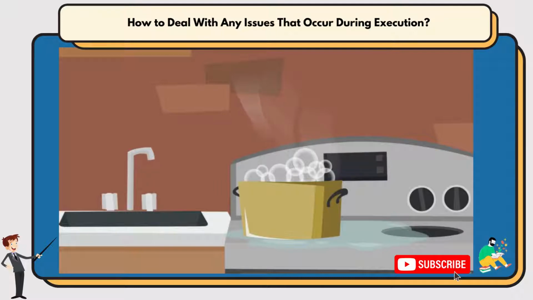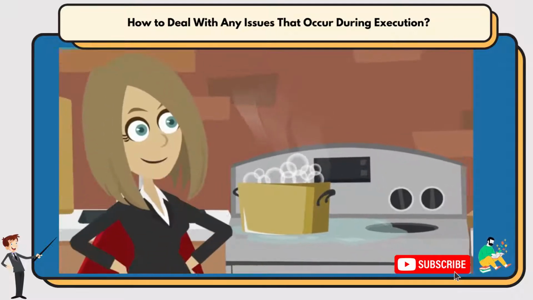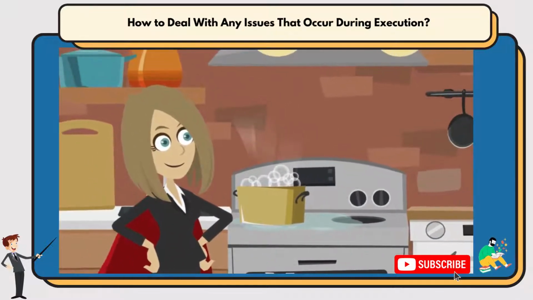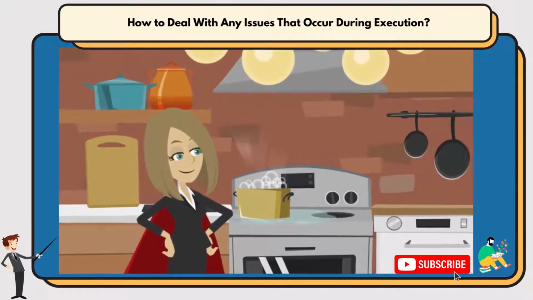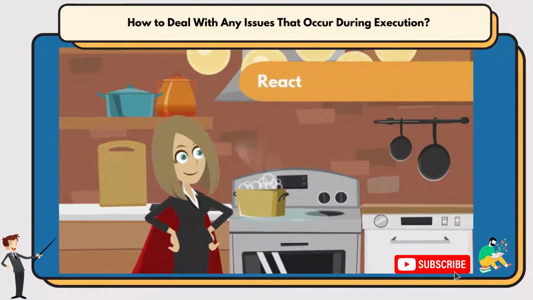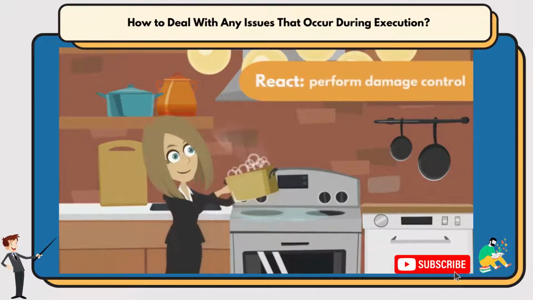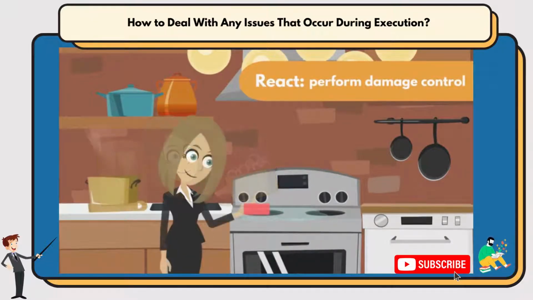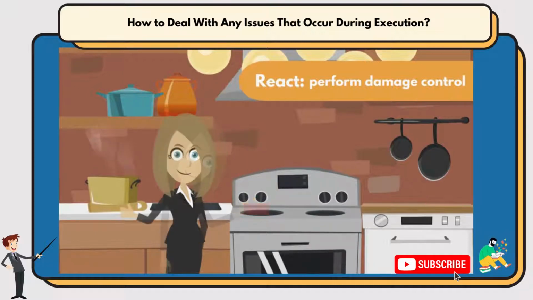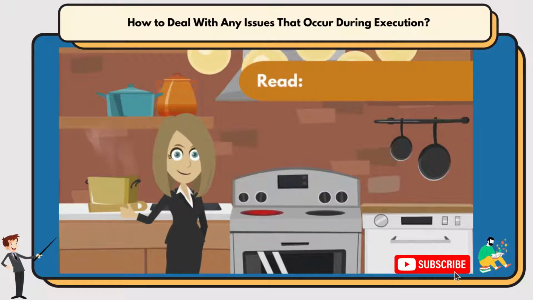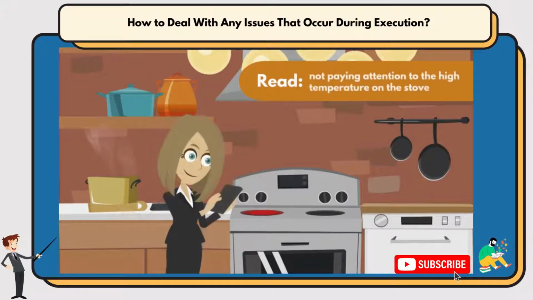But instead of panicking though, your project manager instincts kick in and you perform issue management. First, you react. You take the pot from the heat to stop it from boiling. You perform damage control by putting the pot somewhere safe and cleaning up the water before it reaches your recipe. So now you have time to read the situation. What was the reason? The high temperature on the stove, right? Sure, but that's not the root cause. That was you not paying attention.